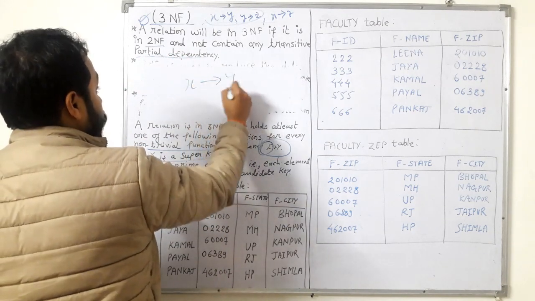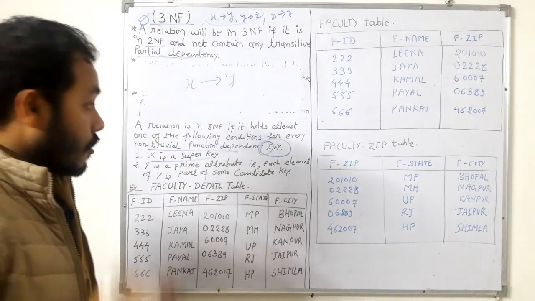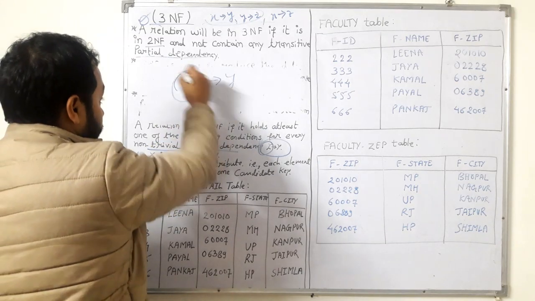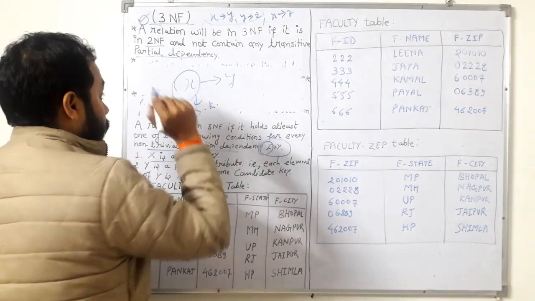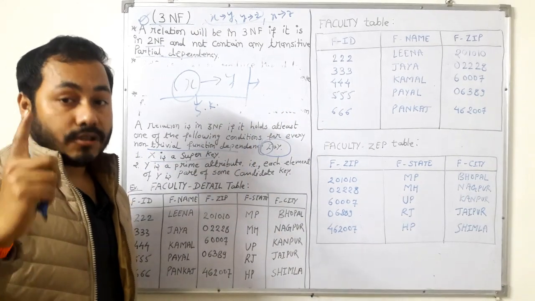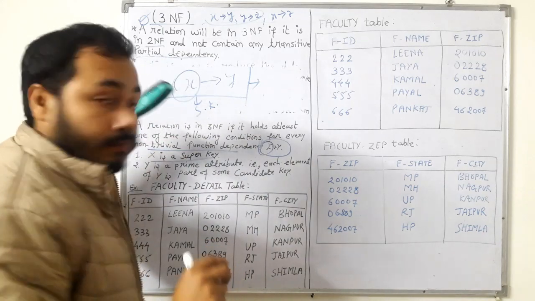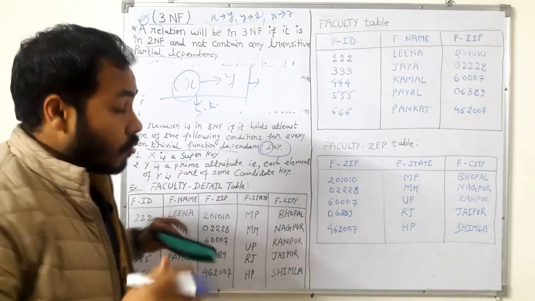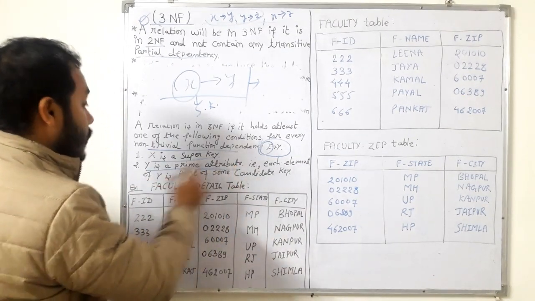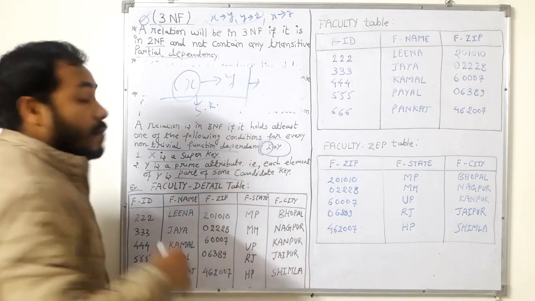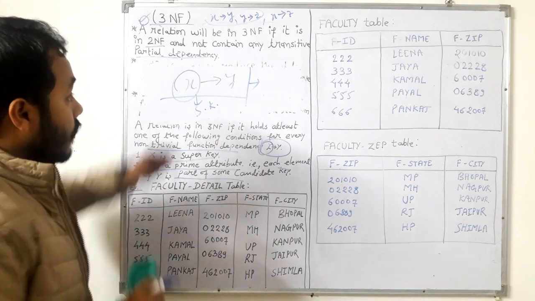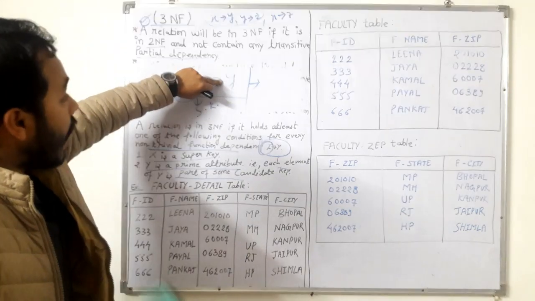Consider X implies Y. You all know this is a functional dependency. Now this one is non-trivial, of course. If X is a super key, then this will be in third normal form. This is the first condition. Or if this is not satisfied, then we have another condition: Y is a prime attribute, that is, each element of Y is a part of some candidate key. So if X is not a super key, then we need to check whether Y is a prime attribute or not.